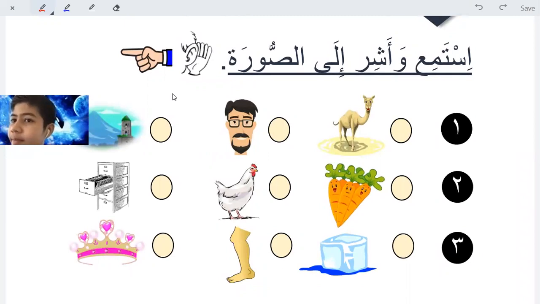Is the main washi lila surah, listen and point to the picture. So, Jabal. Jabal is mountain. Good. The Jaja. Chicken. Taj. Taj is a crown. Good.